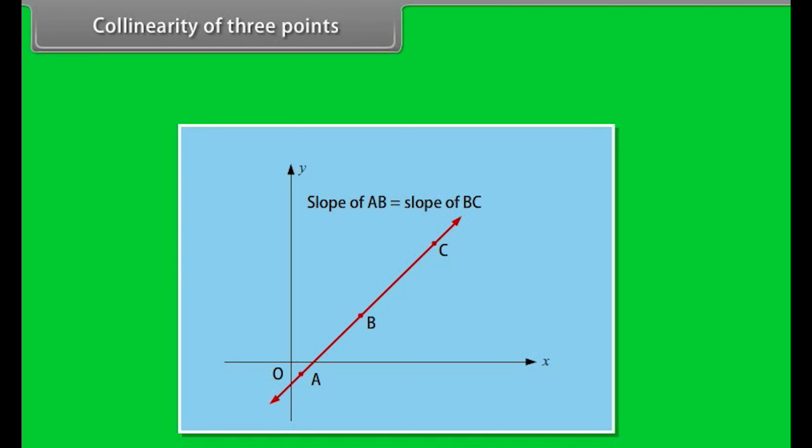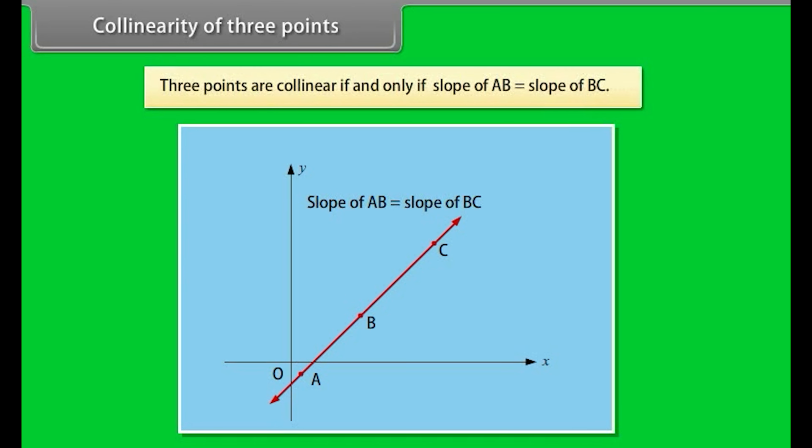Collinearity of 3 points. Look at this figure. Here the points A, B and C are collinear because they lie on the same line. Or we can say the 3 points are collinear if and only if slope of AB is equal to slope of BC. Let us solve an example to understand it better.